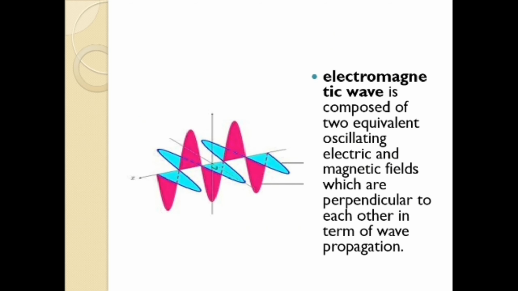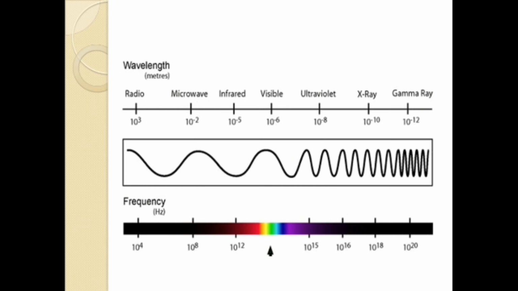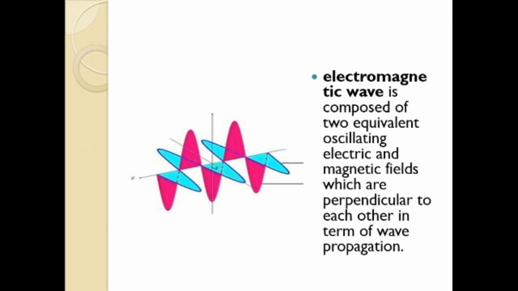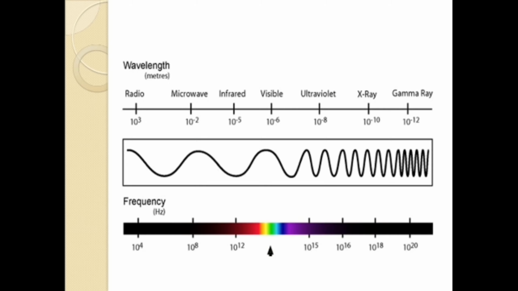And here is an electromagnetic wave. It is composed of two equivalent oscillating electric and magnetic fields. One is the electric field and then the other is the magnetic field. They are perpendicular to each other. And they are also perpendicular to the wave propagation, or to the direction of the waves. That's why electromagnetic waves are known to be transverse waves.